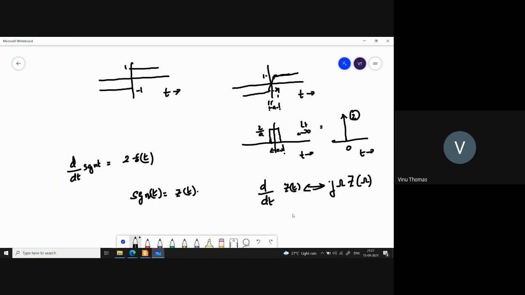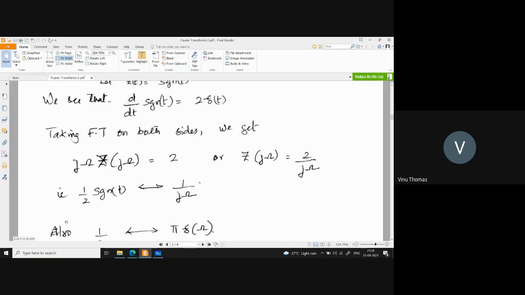Or in other words, you can write z of omega is equal to 1 by j omega into the Fourier transform of 2 delta t. So that is what we have here. If I take the Fourier transform of this equation, j omega into z of omega is equal to 2, because delta t has a Fourier transform given by 1. So j omega into z of j omega is equal to 2. That is the Fourier transform of this expression.